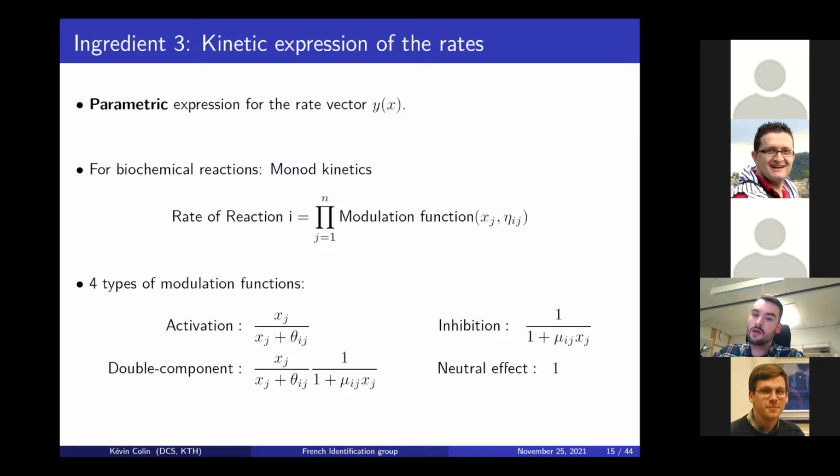Monod functions. So basically your rate, the i-th entry of Y, is expressed as a product of functions which depend on the concentration. But here, the thing is that each will depend only on one concentration. And here you have some parameters which parameterize this function. And the modulation function can take four possible forms: either an activation, so this form, either an inhibition, either a double component, or a neutral effect.